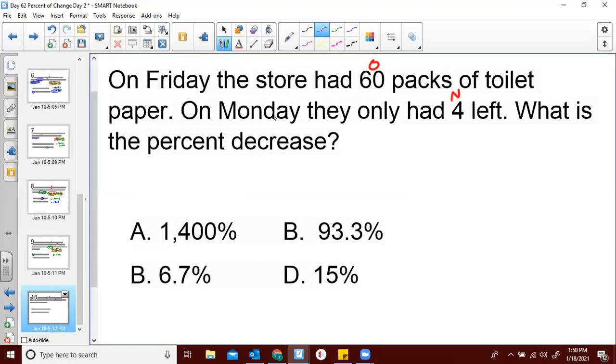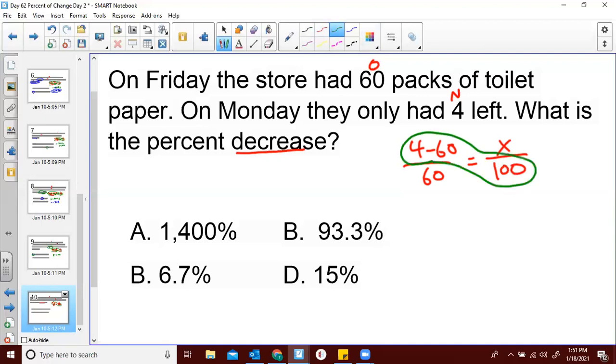All right, so this one might be a little tricky because you might be like, oh, wait, Monday's before Friday. But don't let that trip you up. Think about it logically. We started on Friday, then you go through the weekend, Saturday, Sunday, and then Monday. And we're looking for a decrease. So remember, it's going to be new minus old divided by old. And that's going to equal your percent over 100, or what we're looking for. Again, just cross multiply, divide by x's partner, and x is going to leave you with a negative 93.3% decrease.